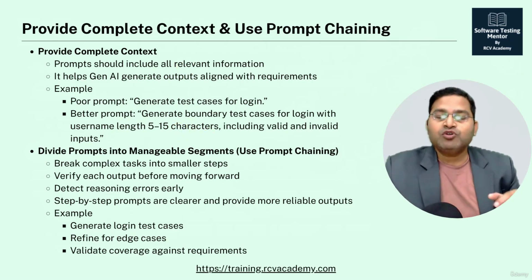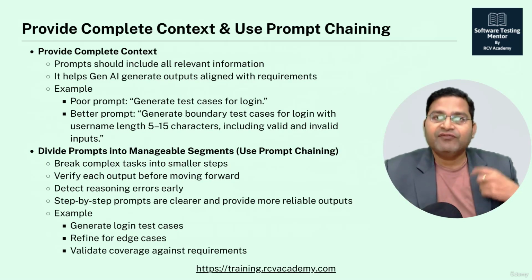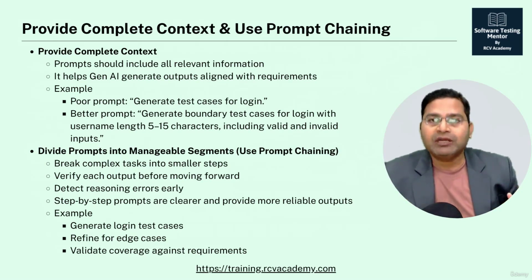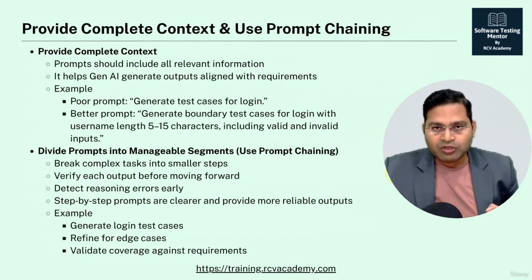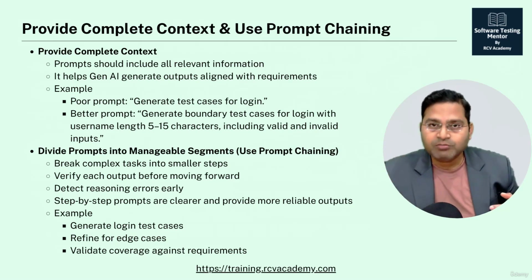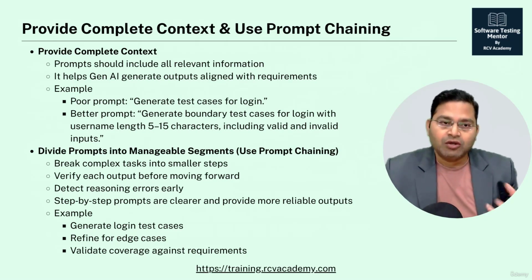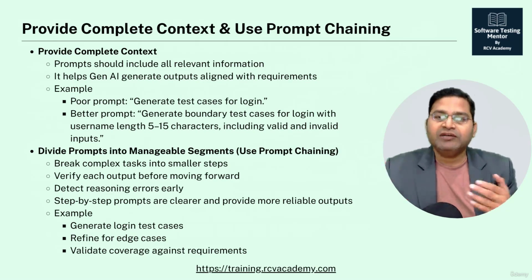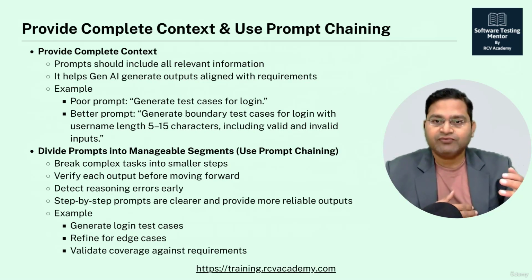Then dividing the prompt into manageable segments, which is also known as prompt chaining. Instead of prompting everything all at once, break your complex task into multiple, smaller steps. You start with prompt 1, you get the output, then you refine that output with another prompt. So prompt 1, prompt 2, prompt 3, until you get the desired outcome. Say, for example, I say generate boundary test cases for login with username length this, including valid and invalid inputs. It will generate the boundary test cases for login.